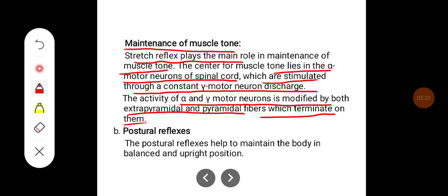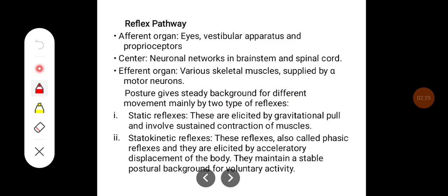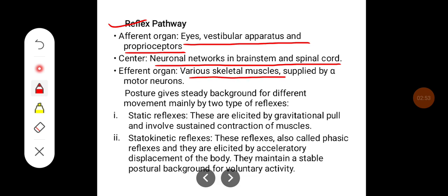Then postural reflexes. The postural reflexes help to maintain the body in a balanced and upright position. For any postural reflex, there are afferent, center and efferent components. The afferent organs mainly comprise the eye, vestibular apparatus and proprioceptors, and the centers are the neuronal networks in the brainstem and the spinal cord.